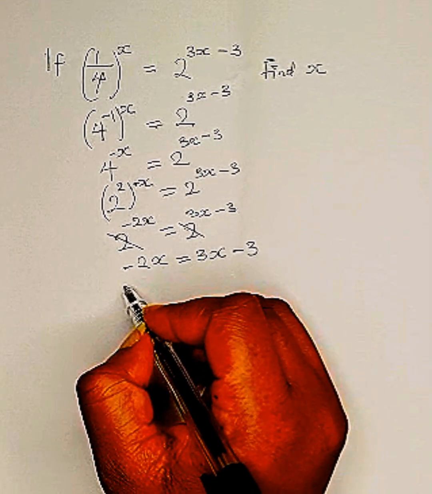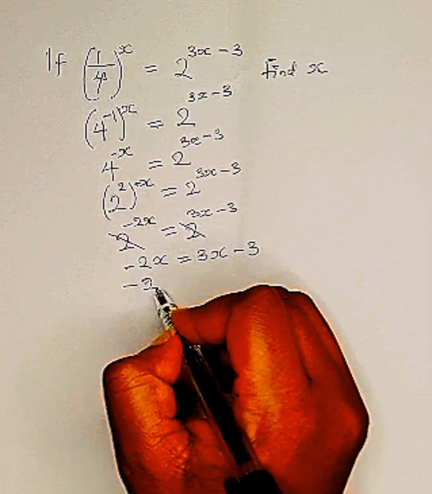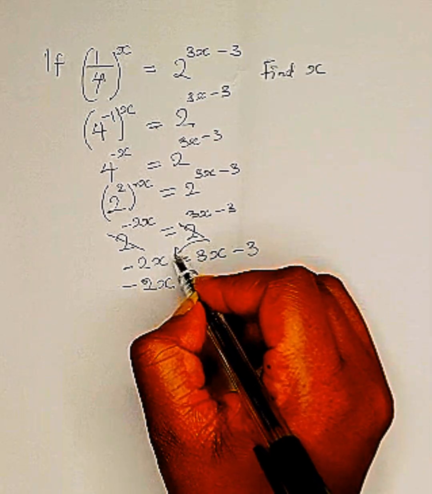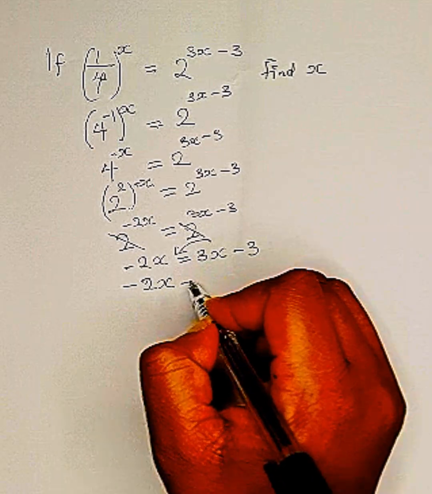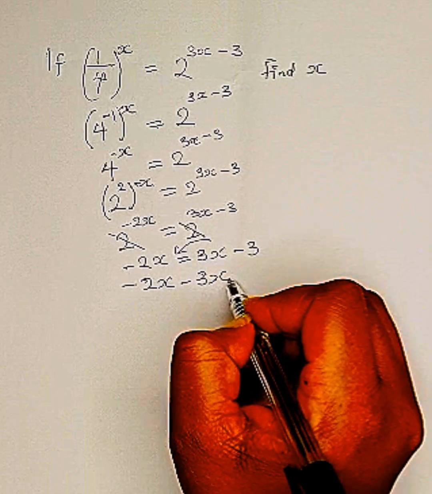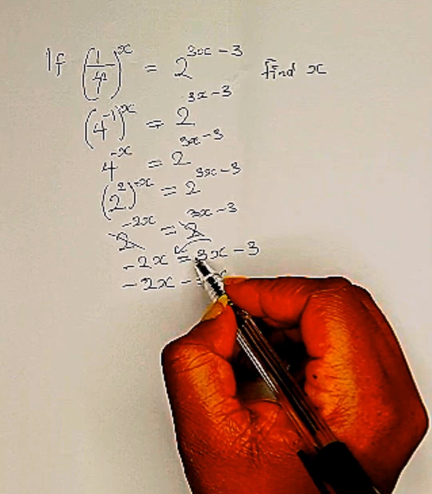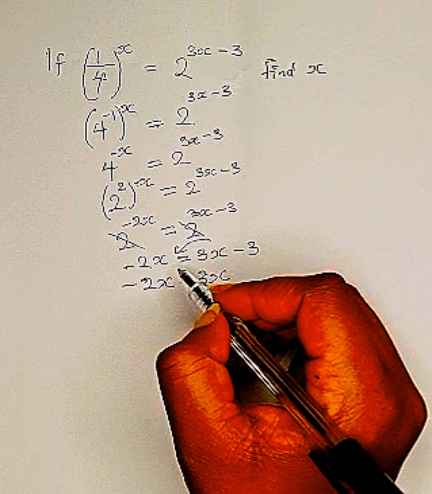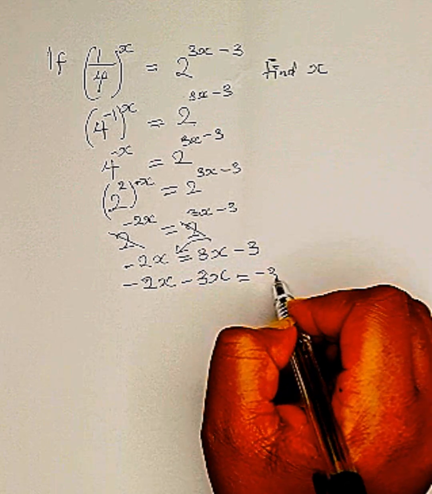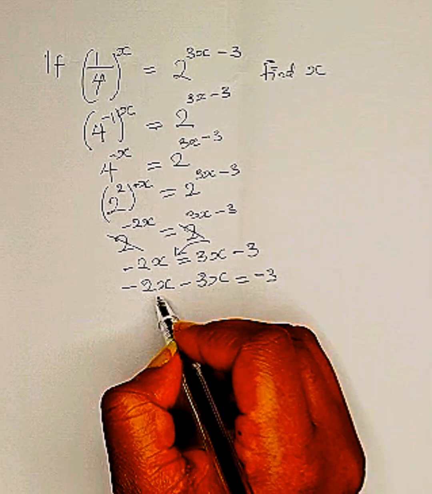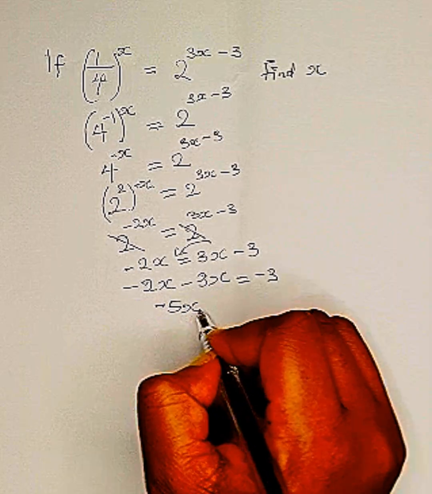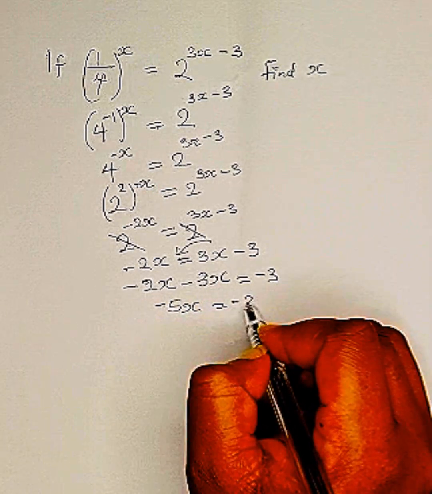So we collect like terms, so we have minus 2x. Now we take 3x over to this side, so it becomes minus 3x, because it has a positive sign here, an invisible positive sign. So when it crosses the positive sign, it becomes minus, equals minus 3 left here. So we have minus 2x minus 3x gives us minus 5x, which is equal to minus 3.